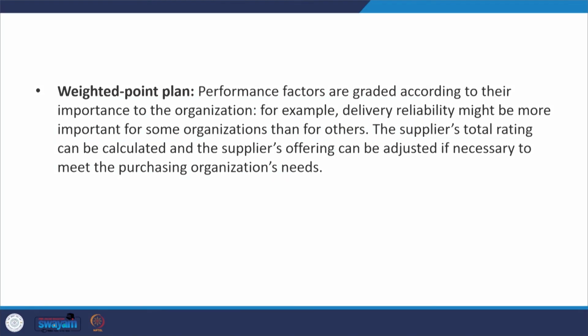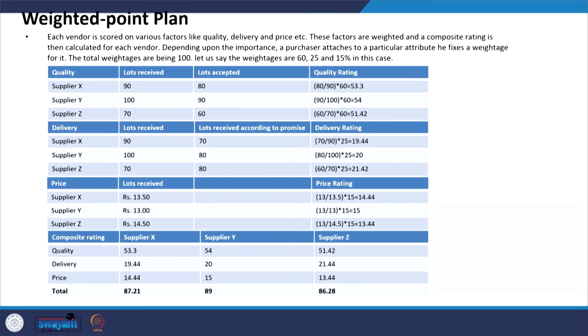After this we have another method which is called the weighted point plan. Now, what is happening here? Performance factors are graded according to their importance to the organization. For example, delivery reliability might be more important for some organizations than for others. The supplier's total rating is then calculated and the supplier's offering can be adjusted if necessary to meet the purchasing organization's need. Now, look at this example.